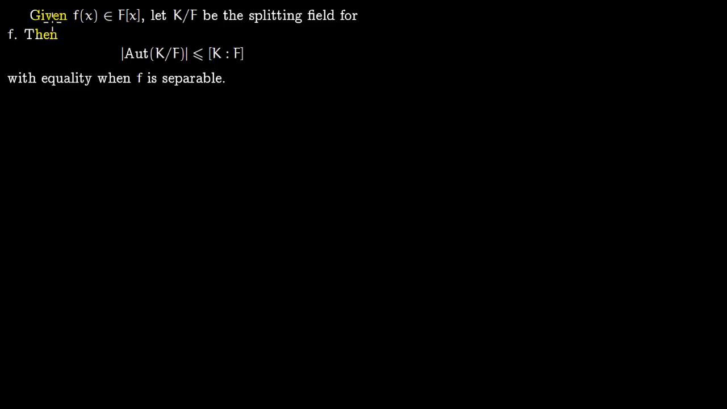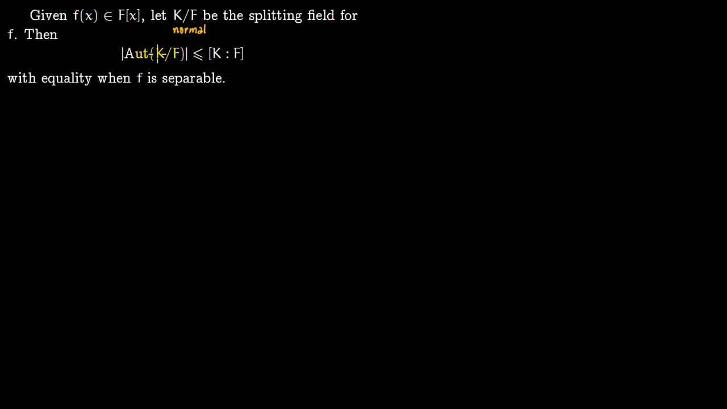Now we discuss a very important result. Say we are given a polynomial f which lies over a field F, and you have this extension K over F where K is the splitting field for f. Since K is a splitting field for a polynomial, it's a finite extension, so you can also call this normal. So K over F is a normal extension.